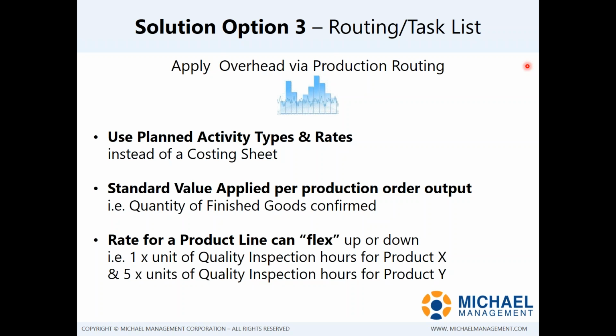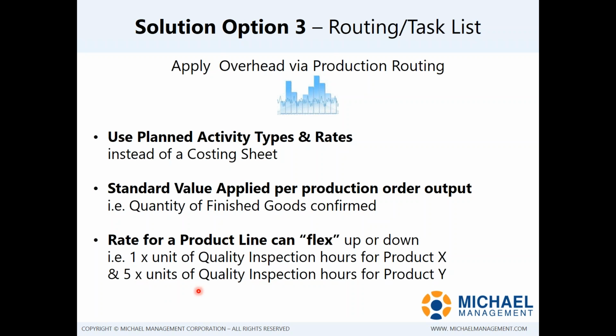What I mean by that is you could have a unit of quality inspection. Let's just say that was at $8 an hour for quality inspection. In the routing, for product X, you could say you need 1 unit or 1 hour of quality inspection. But for a different product, for instance product Y, you could say that this product is more complex, it takes more time to inspect. You could say that you need 5 units of quality inspection.